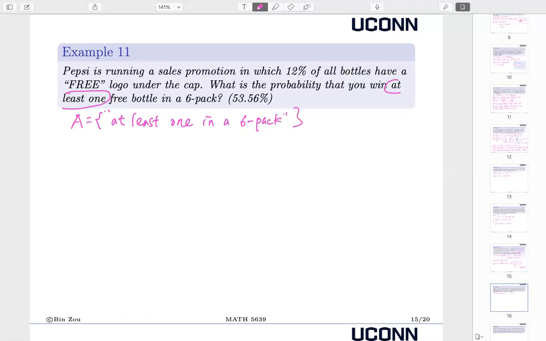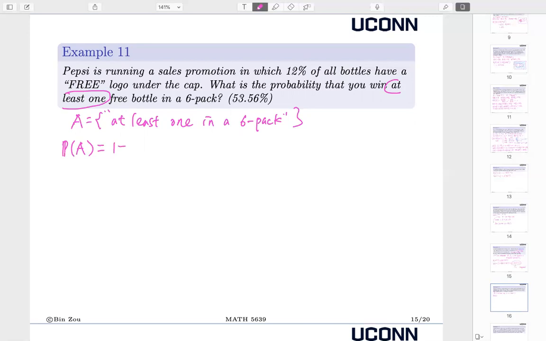Right? We want to calculate A. But A is somehow difficult to do, right? Because it says at least one. At least one can include many scenarios, right? It can be exactly 1, exactly 2, exactly 3, all the way to exactly 6.